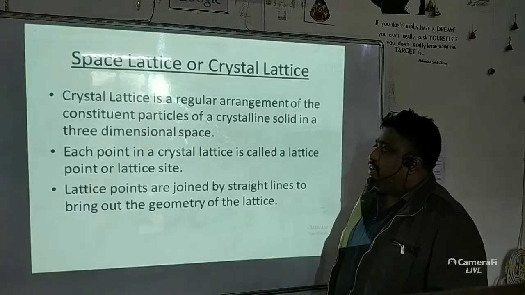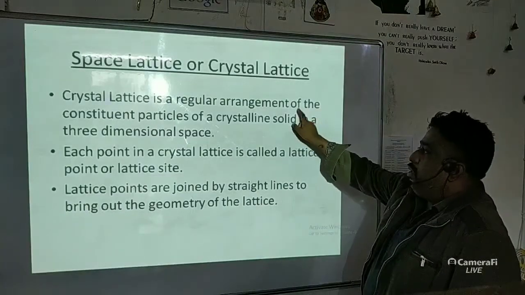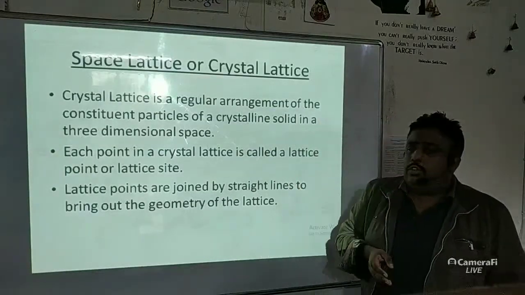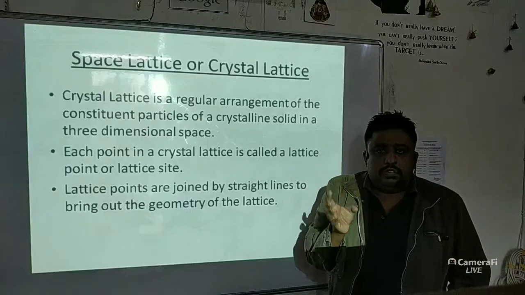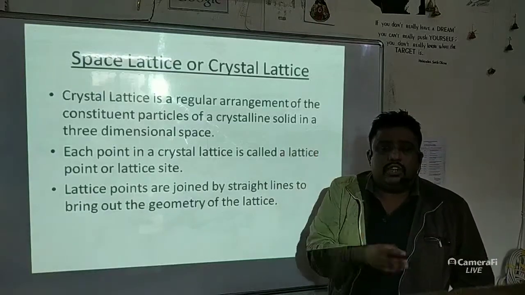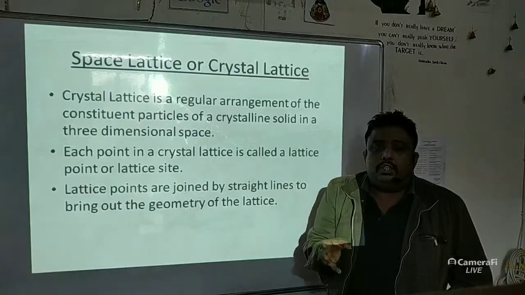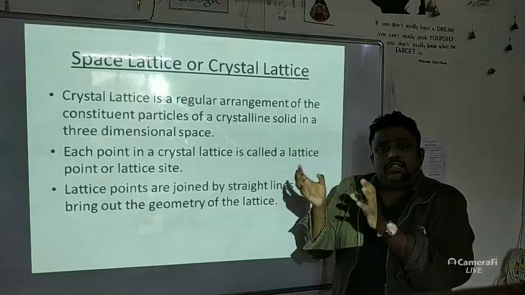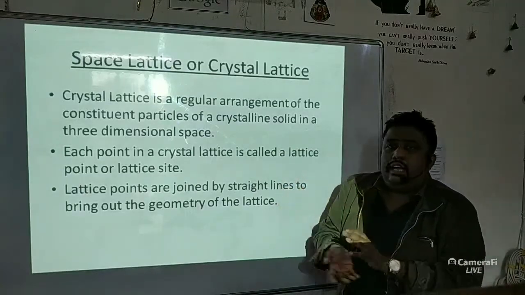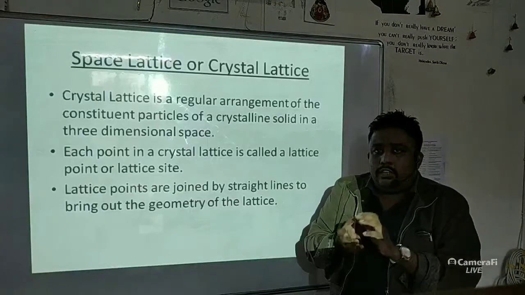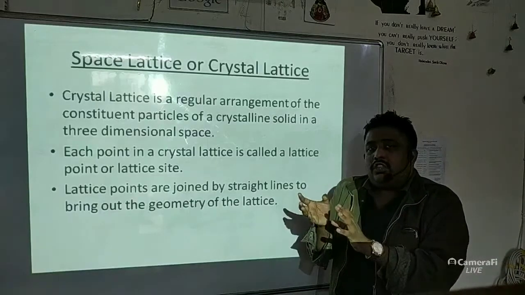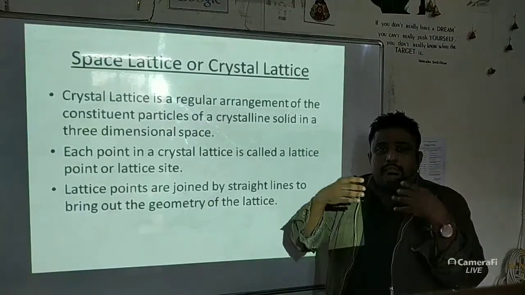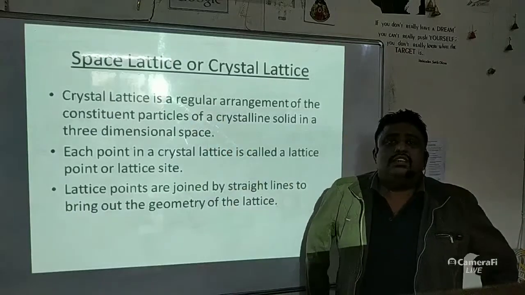The definition says, crystal lattice is a regular arrangement of the constituent particles of a crystalline solid in a 3-dimensional space. So if we join the positions of the particles, which are indicated by points, and arrange them in every possible direction, we get a lattice known as the crystal lattice. The regular arrangement of the points of the particles present in a crystalline solid gives rise to a complete lattice, and that lattice is known as the crystal lattice.